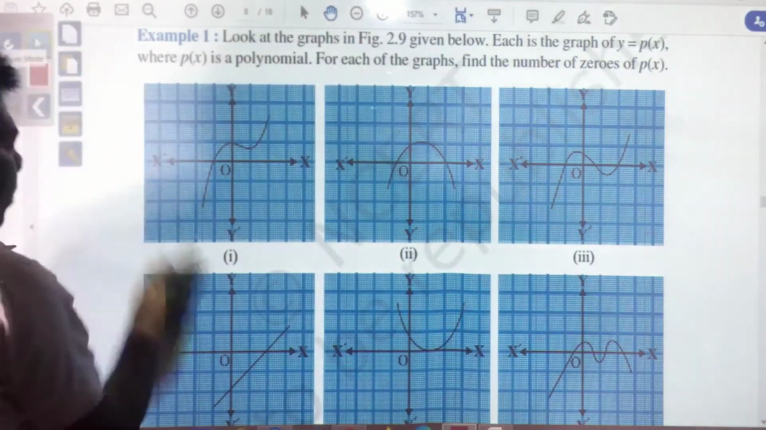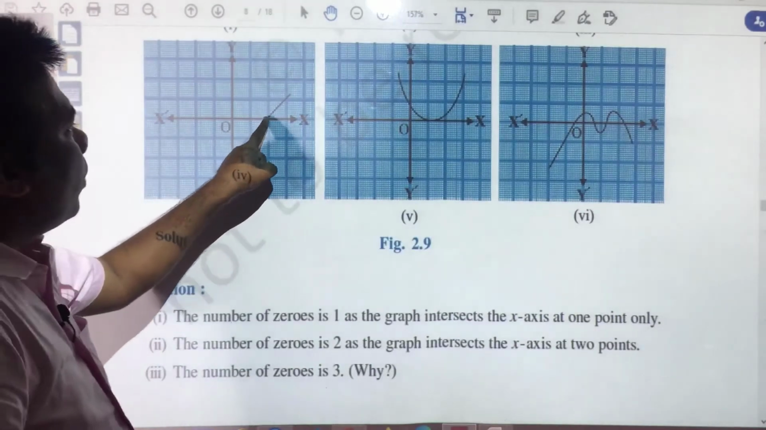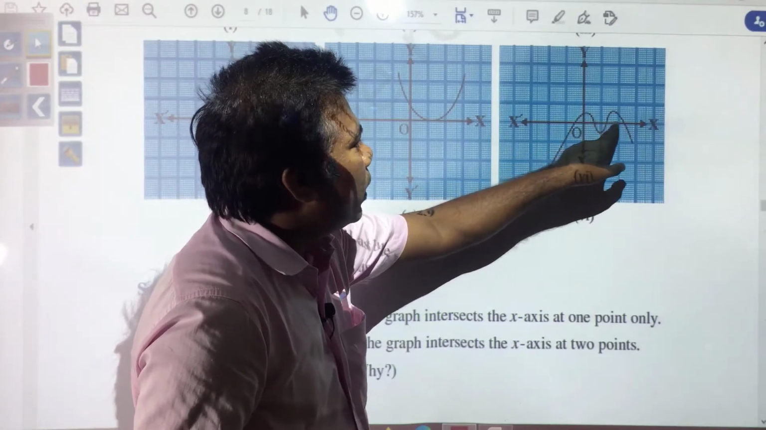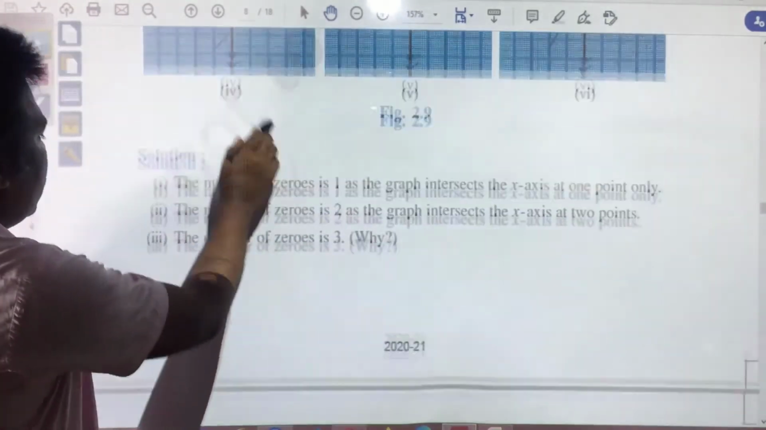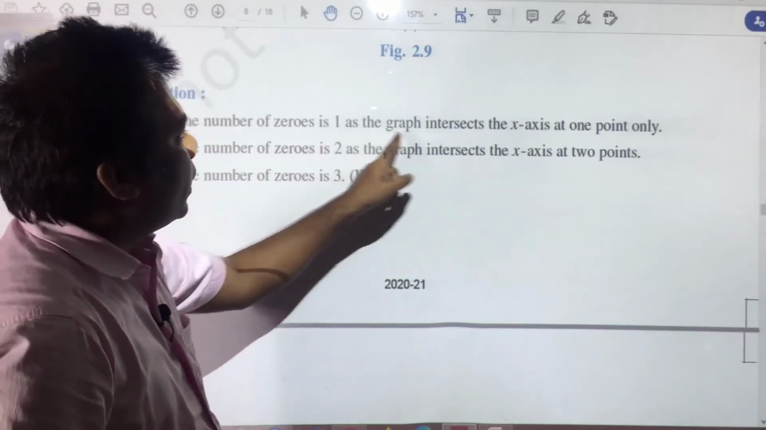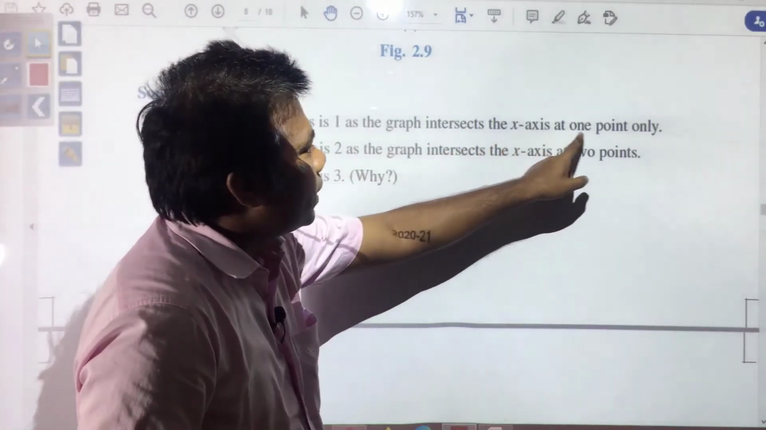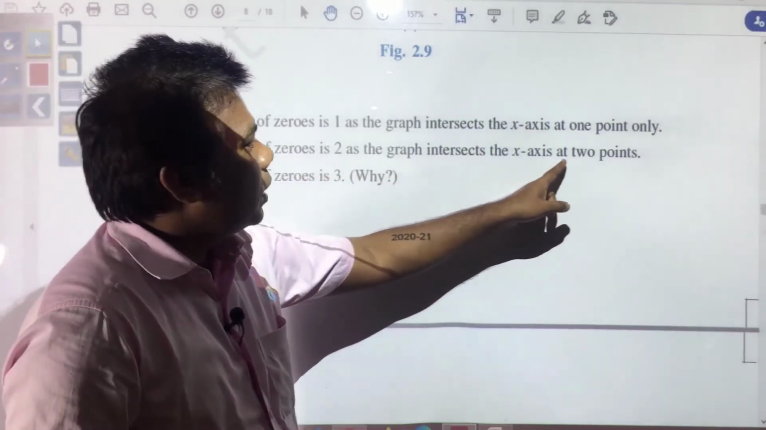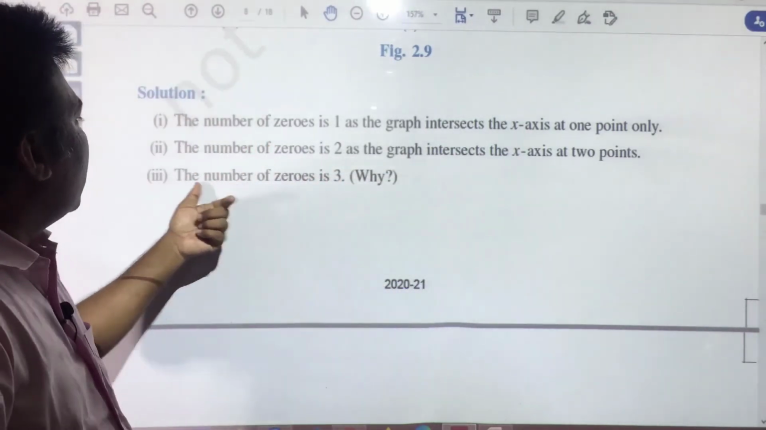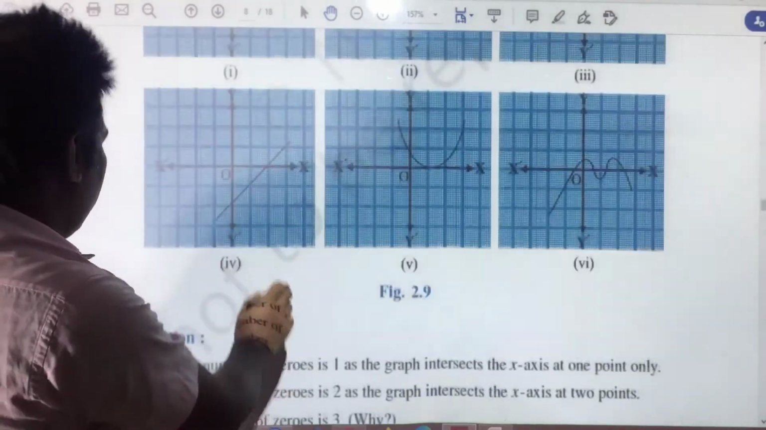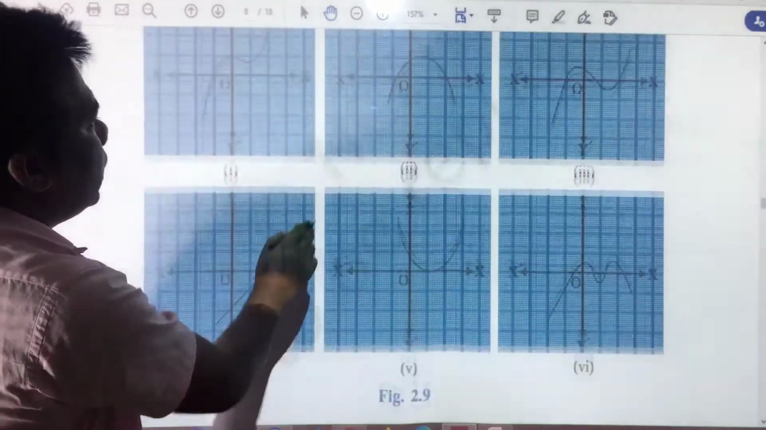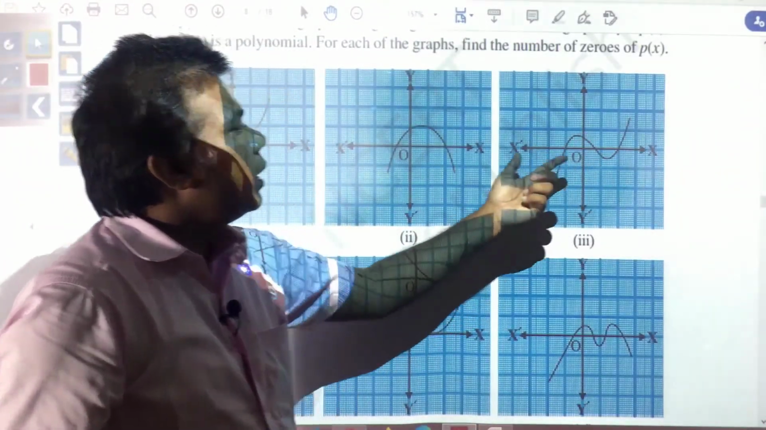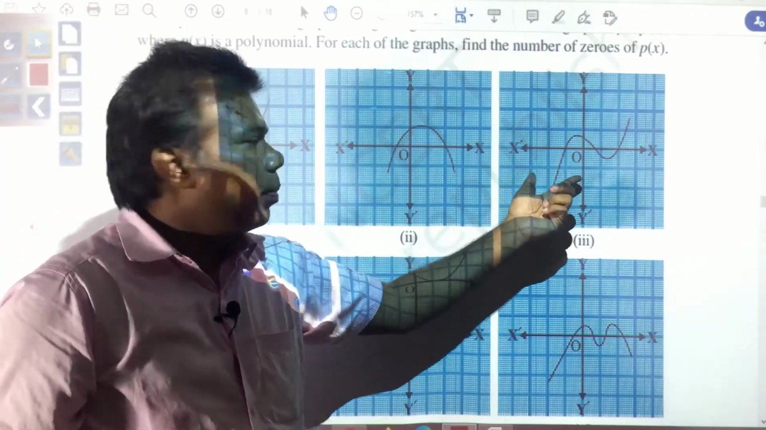In the same way, here you see 1 point, 1 point, 1, 2, 3, 4 points. Here the number of zeros is 1 as the graph intersects the x axis at 1 point only. The number of zeros is 2 as the graph intersects the x axis at 2 points, and the number of zeros is 3. Here you see figure number 3, at 3 points it is getting intersected, and that is why the number of zeros will be 3. This will be a cubic polynomial.